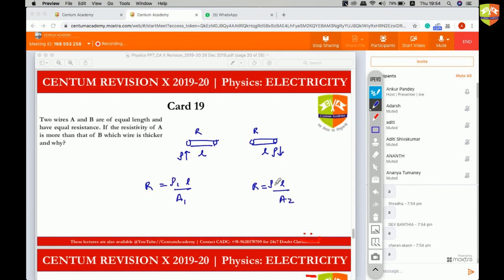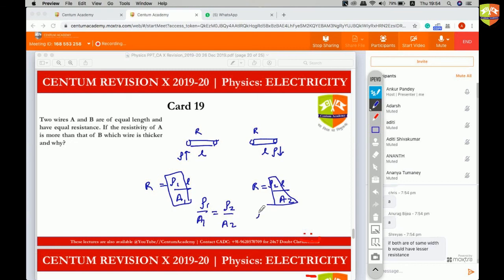Two wires A and B are of equal length and have equal resistance. Clear. They are of equal length, and equal resistance. If resistivity of A is more than resistivity of B, which wire is thicker?